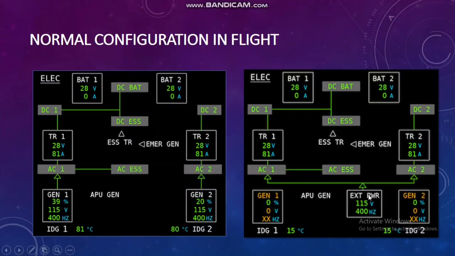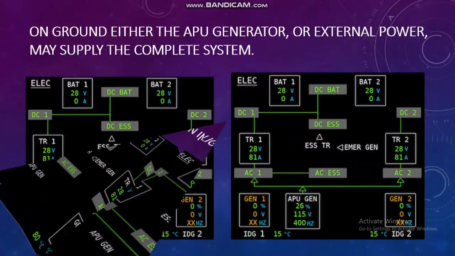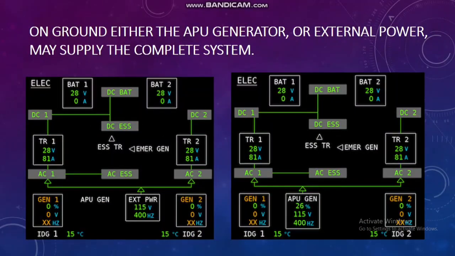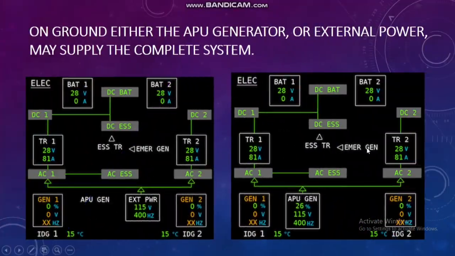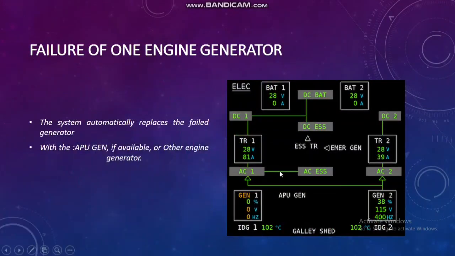Now you have connected external power. So external power can supply the entire network. As I told, external power will give the entire network. If both engines are off, external power is good enough to supply the entire network. And the APU can also give the complete network supply. External power also can supply the complete network in the both engines shutdown condition.